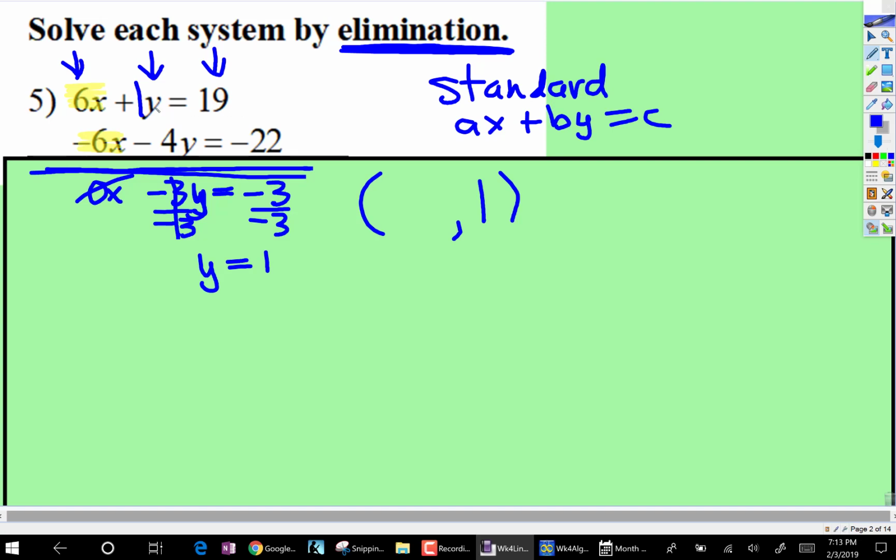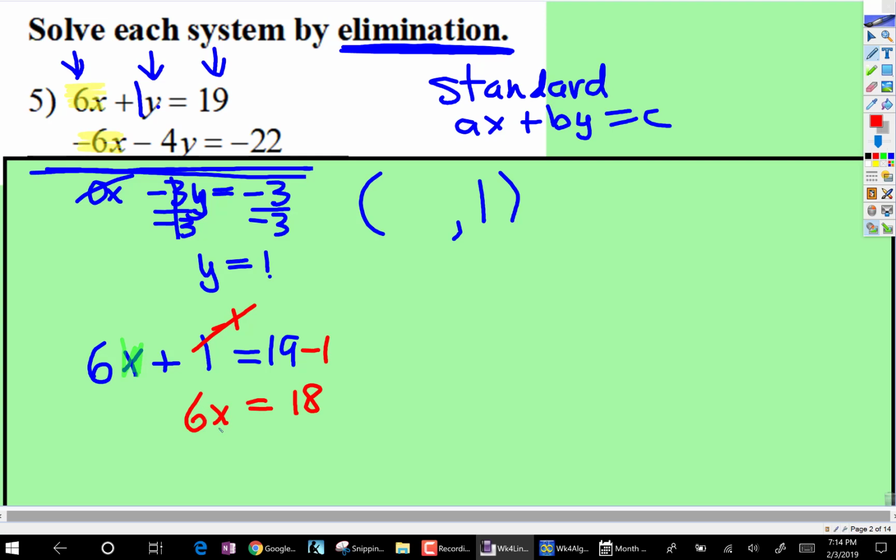I'm going to put it back into one of these equations. I think I'll put it in the top one. So 6x plus y is 1. So where it says 1y, I'm just going to put 1 is equal to 19. Well, we want to now get the x by itself. So we're going to do inverse operations. The inverse of adding 1 is subtracting 1. Now we have 6x is equal to 18.